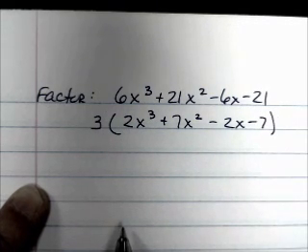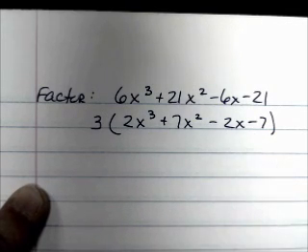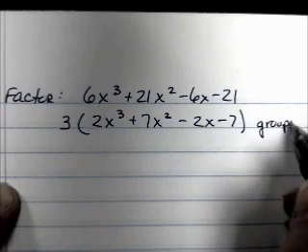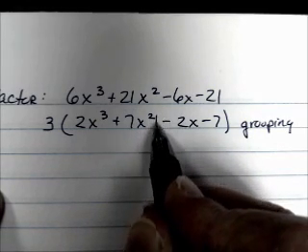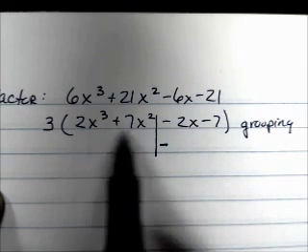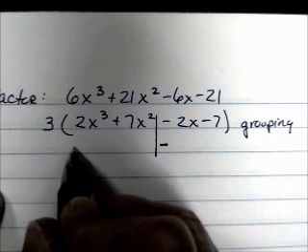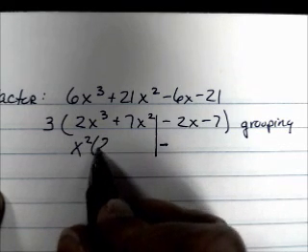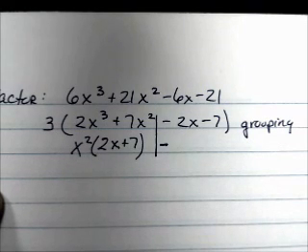Now, the polynomial inside parentheses contains 4 terms. So now, 4 terms, think grouping. Draw a line after the second term. Copy down the sign that follows it. Now, to the first 2 terms here, what's common to 2x to the third and 7x squared? It's x squared. Factor out x squared, and we have 2x plus 7 in parentheses.